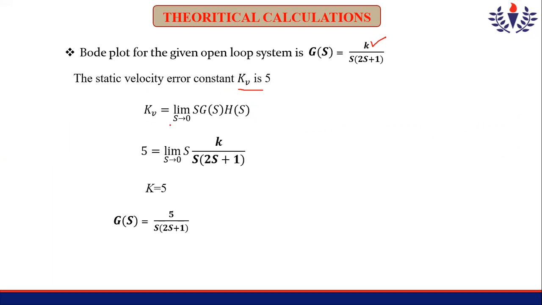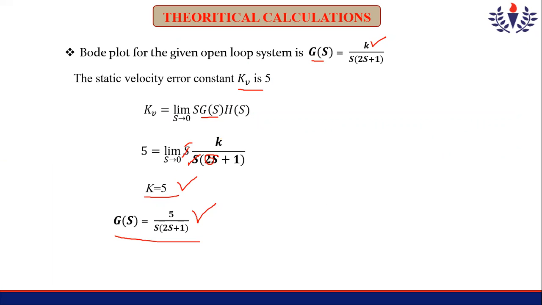We already know that Kv is the limit as s tends to 0 of s times G(s) H(s). G(s) is the open loop transfer function, and H(s) is unity feedback, so we take it as 1. If we substitute G(s), this s will get cancelled, and if we substitute the s term as 0, then directly K equal to 5 we are getting. So the system gain K value is 5. Substituting this, the open loop transfer function is G(s) = 5 / (s(2s + 1)).